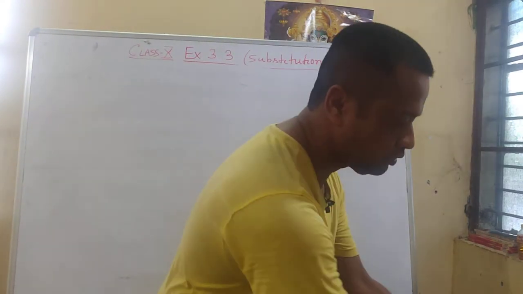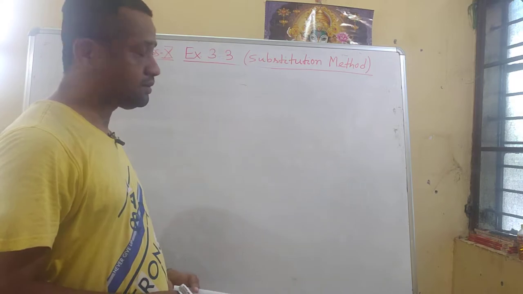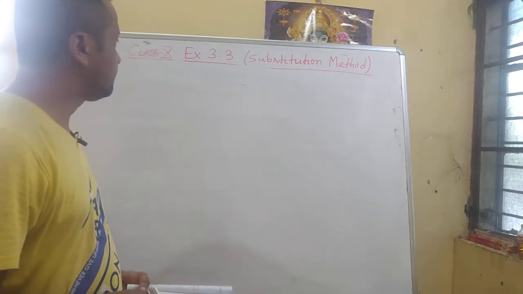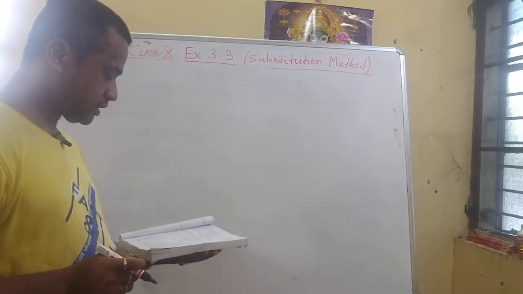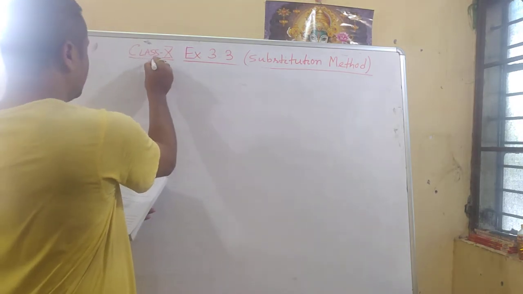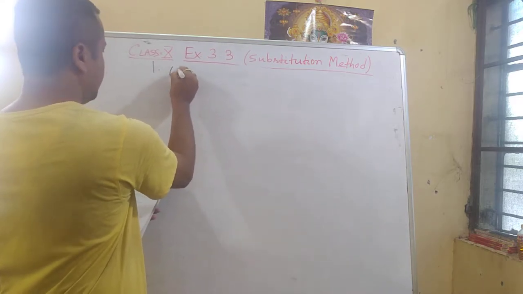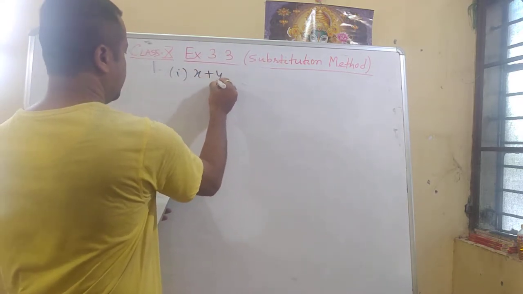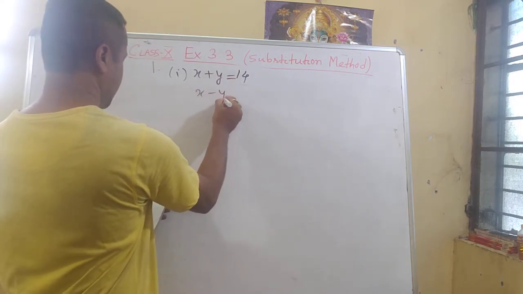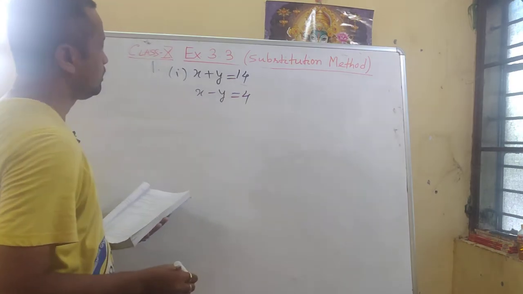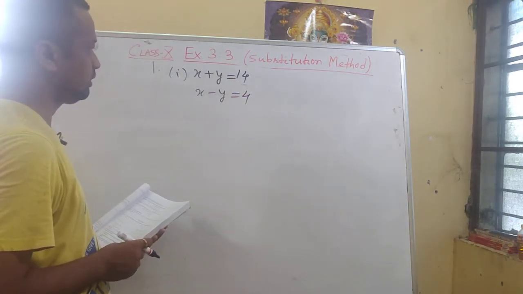So welcome dear students. Today we are going to start exercise 3.3, that is the substitution method of your chapter linear equations in two variables. So let us directly go to the exercise. Question number 1: two equations are given, x plus y is equal to 14 and x minus y is equal to 4. You have to solve these two equations by substitution method.